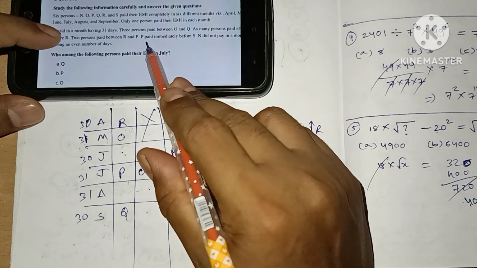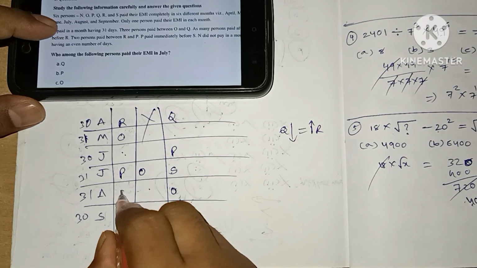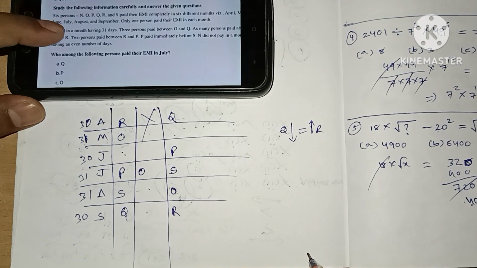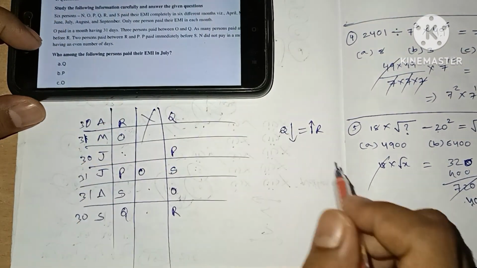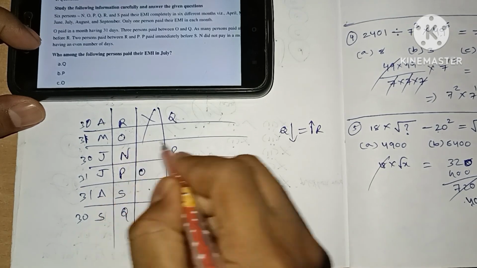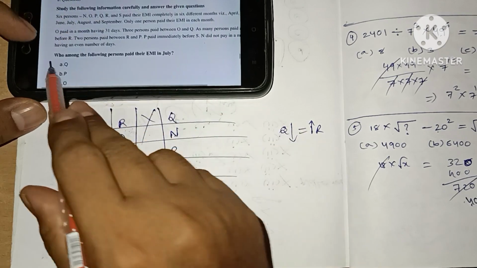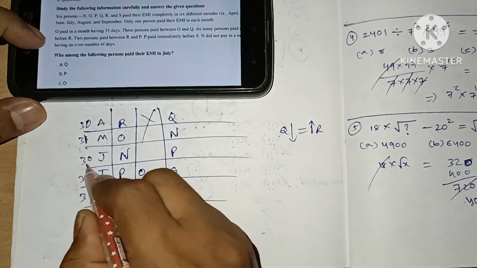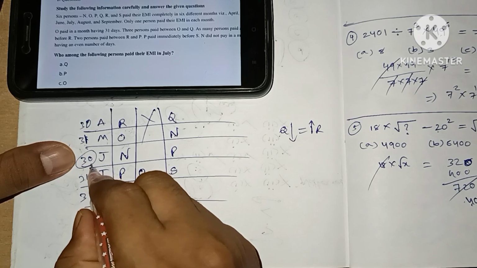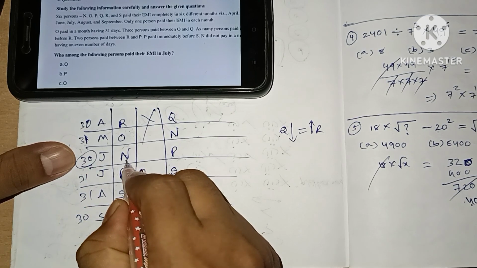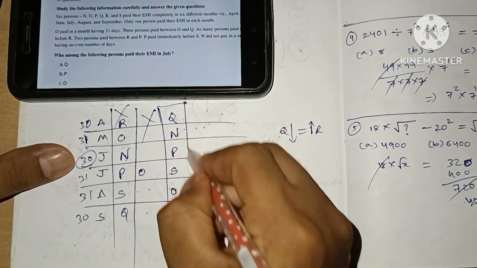Okay. P paid immediately before S means this is the place for S. Next, N did not pay in a month having an even number of days. So we are left only with N, and the statement says N must not be in an even number of days month. So this case fails. So we are left with only this case, and this is the solution of our puzzle.